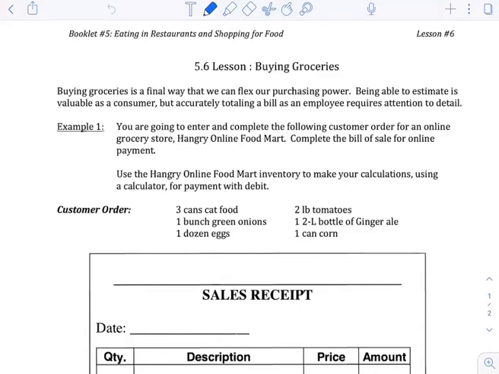All right, welcome back to the last part of chapter 5, which is 5.6, lesson on buying groceries. So buying groceries is a final way that we can flex our purchasing power. Being able to estimate is valuable as a customer, but accurately totaling a bill as an employee requires attention to detail. So let's look at some examples here.